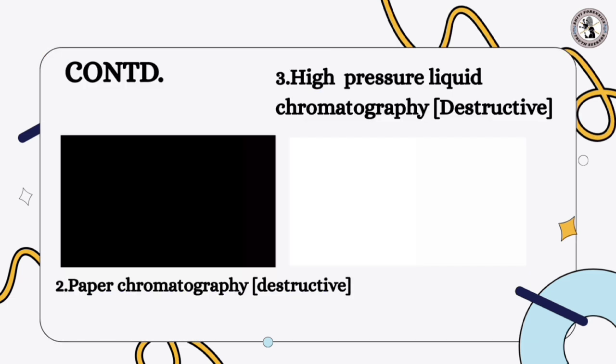Second is paper chromatography, which is a destructive technique, and third is high pressure liquid chromatography, which is also a destructive technique, in which the sample is destroyed as we opt for that technique. Sample preparation will be needed and further things will be added into the sample, so the original sample could be destroyed.